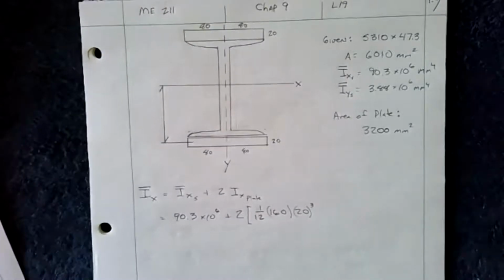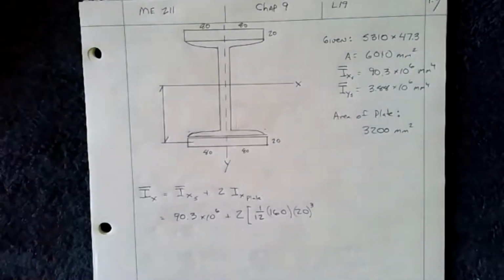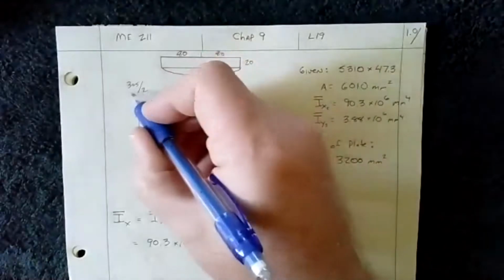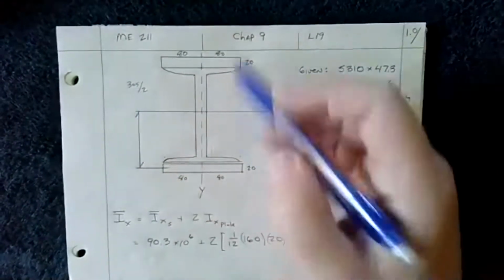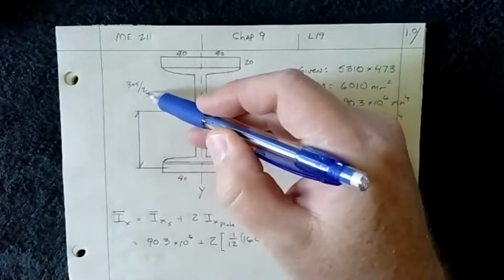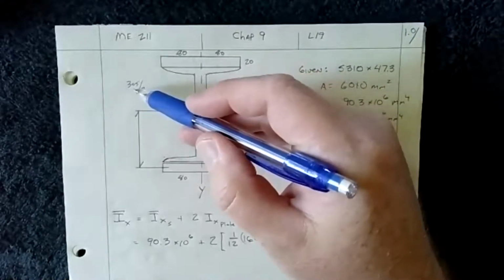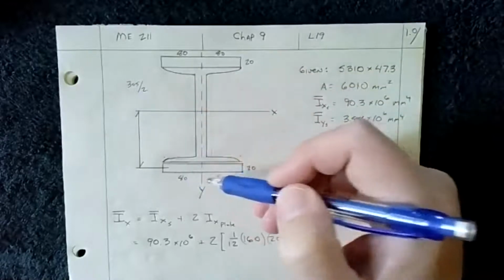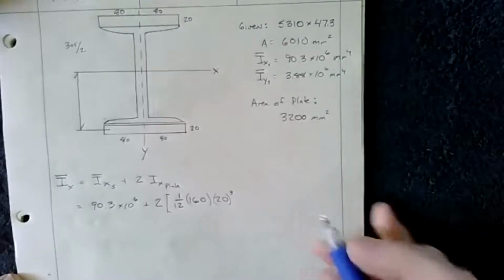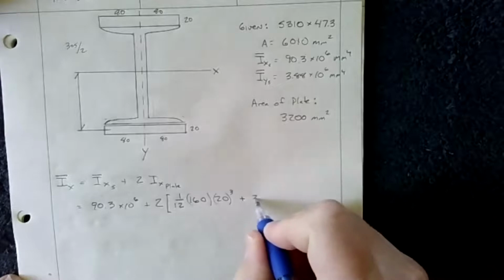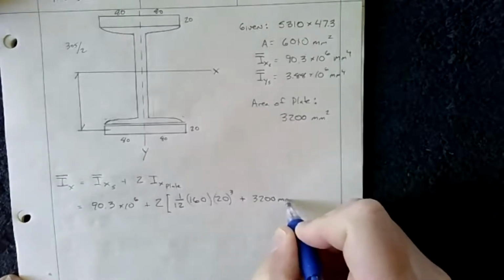Sorry about that. I needed to check something on the sheet. The depth on this one, even though it says 310, the actual depth is 305. So from here down there, it's going to be half of that, or 305 over 2. Half of that is 152.5, and then half of this is going to be 10. So for our AD squared term, it's going to be plus 3,200 millimeters squared.